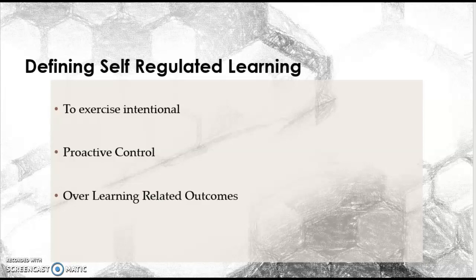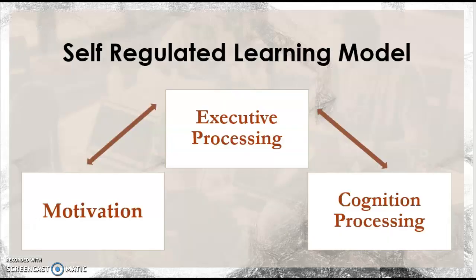Self-regulated learning is the ability of the learner to exercise intentional, proactive control over learning-related outcomes. The chapter provides information pertaining to several strategies and techniques found to be successful for promoting self-regulated learning. The self-regulated learning model has 3 main components: executive processing, cognition processing, and motivation.